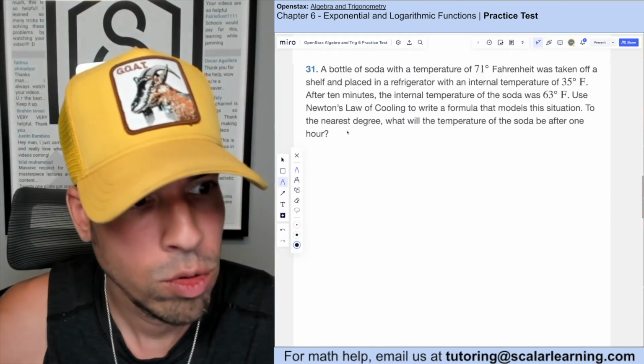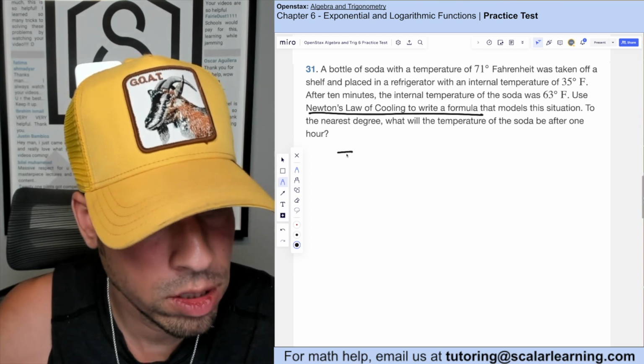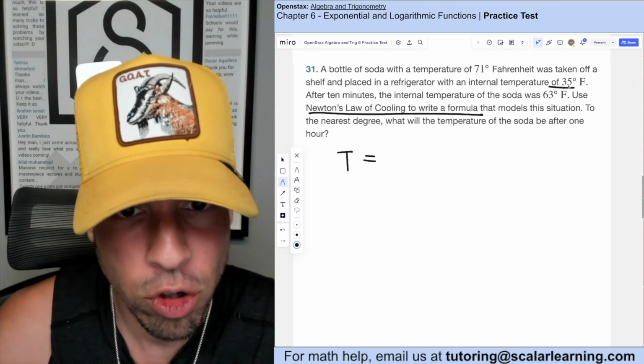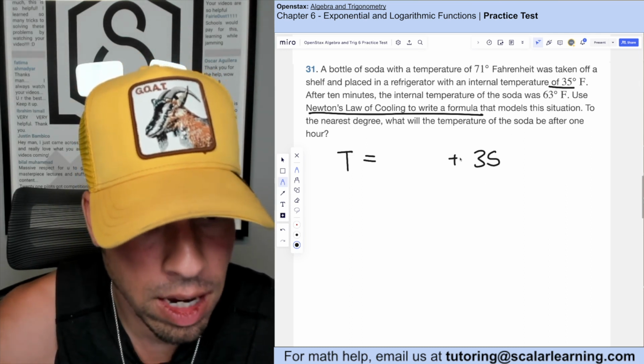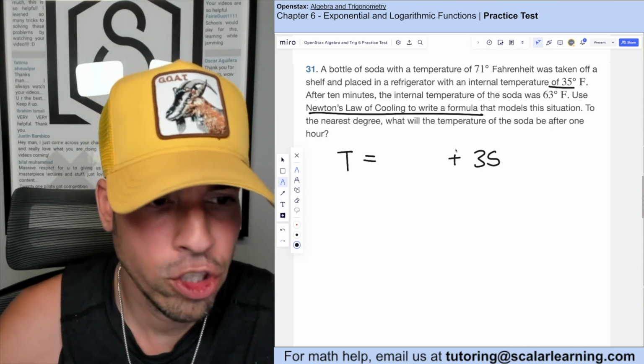Done. So for this one, we're meant to use Newton's law of cooling. So we're going to start with that formula, which is T equals, and first we have the temperature of the environment, which is 35. That's going to be added on at the end. And then we take the difference of these, right? 71 minus 35, which is 36.